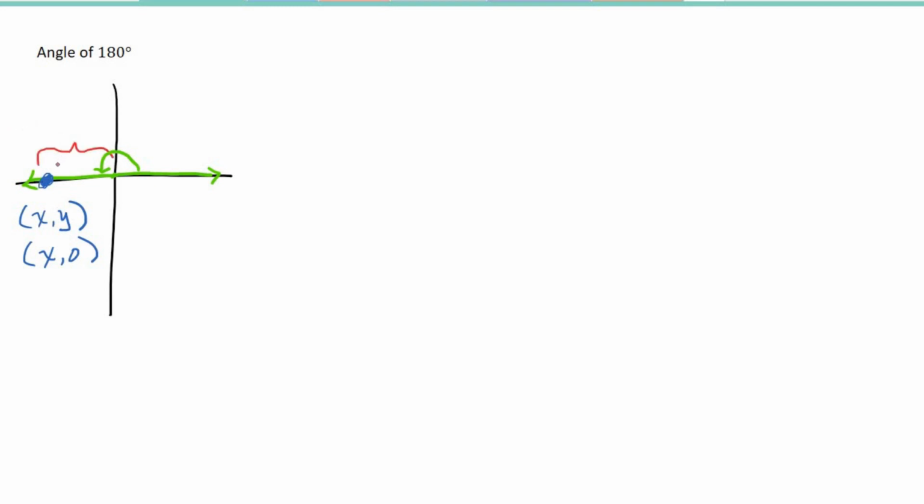Remember that r is the distance between the point and the origin. Now I would like to somehow get this r value related to the x coordinate or the y coordinate like I did on the first two angles. And I think it helps if I looked at this with an example with a number.